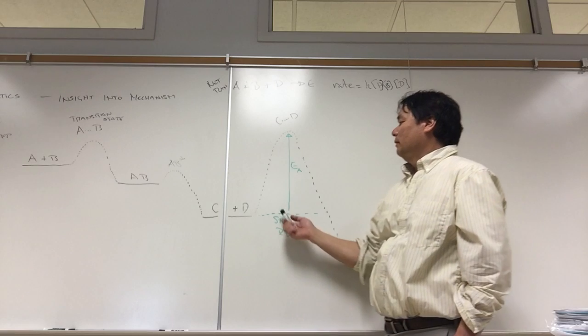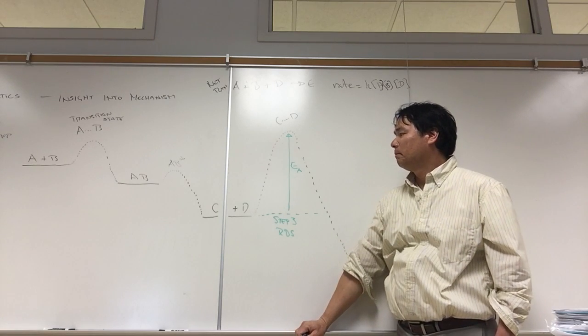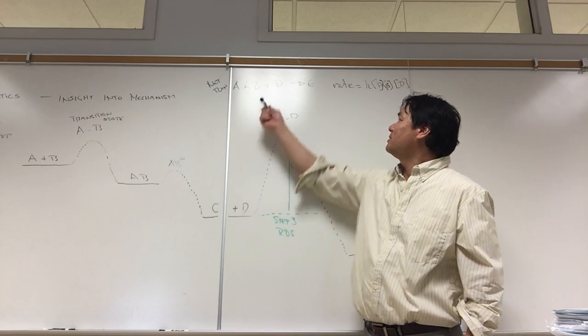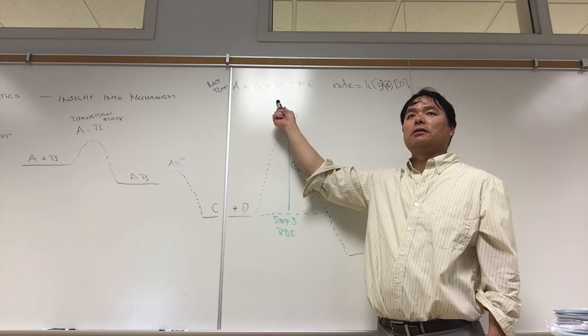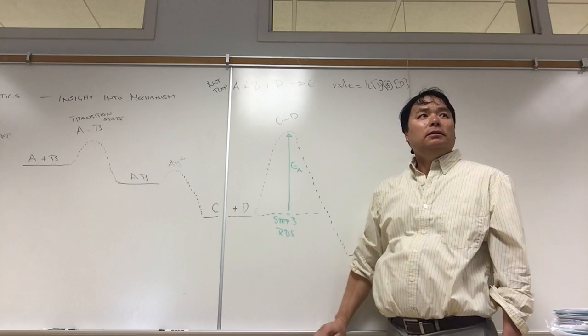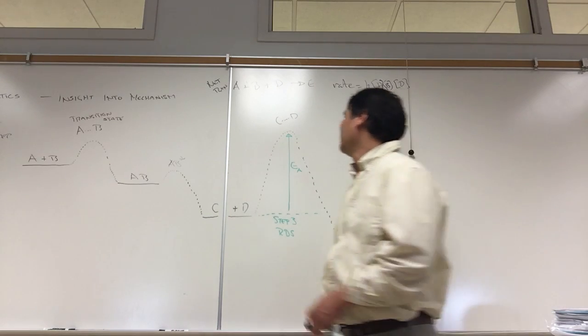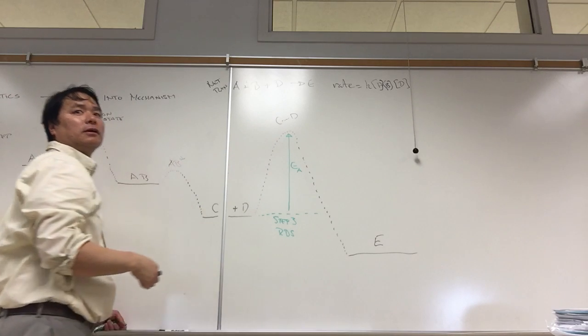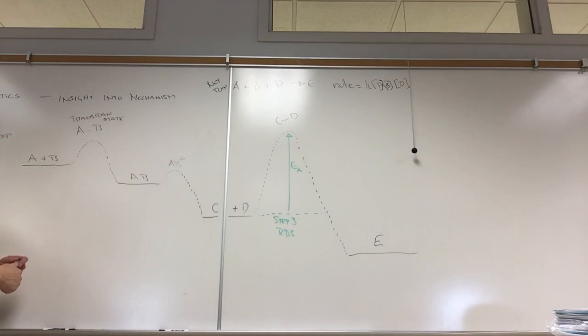And so when we look at this, but what happened to C? Yeah, where is C? I don't see any C here. Yeah, C is what we call an intermediate. Intermediates are produced and consumed within the net reaction.